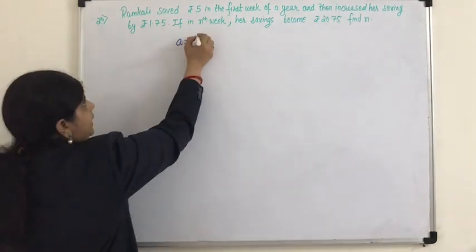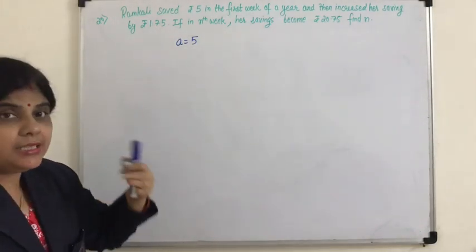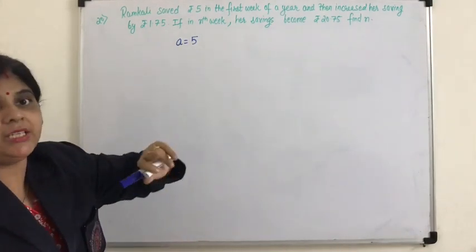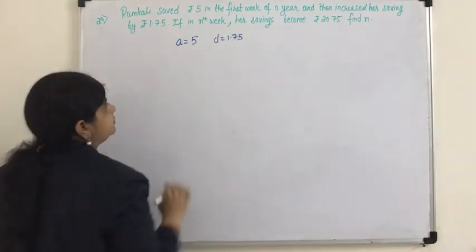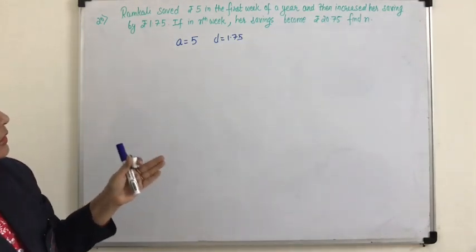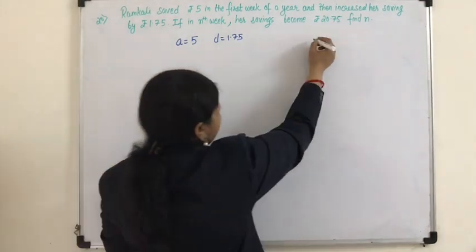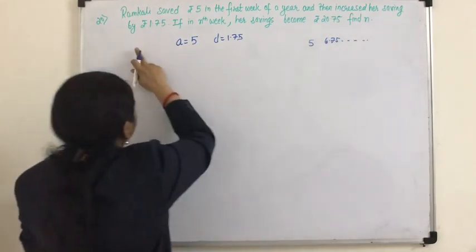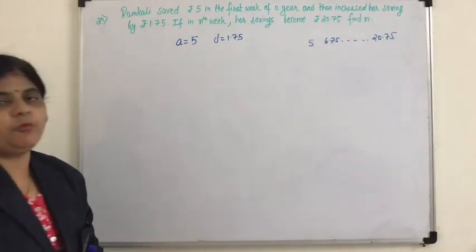So first the value of A is 5, right? Then every weekly savings is increased by rupees 1.75. So the value of D is rupees 1.75. Then if in the nth week her savings becomes 20.75, find the value of n. So that means we have an AP like this: 5, then 6.75 and so on. And the last value is 20.75, and we need to find the value of n.